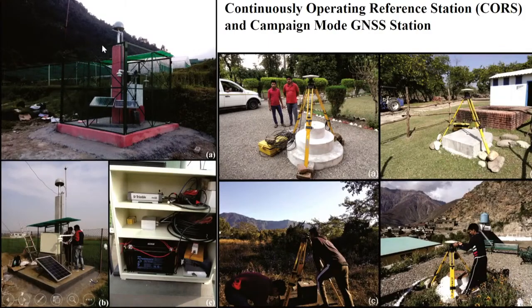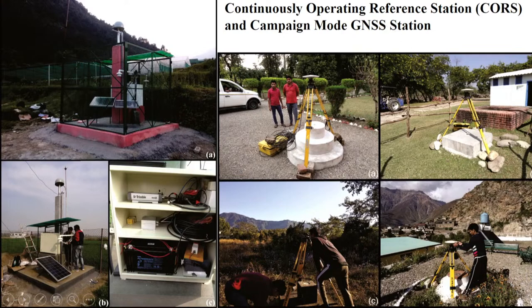So these are some locations of the continuously operating reference stations. You can see how it looks. This is the antenna, there is a solar panel, and a housing where your receiver is kept, along with a met sensor. The work of the met sensor is to measure pressure, temperature, and humidity, so that we can correct the dry component, basically the temperature, pressure, and humidity, in the data.